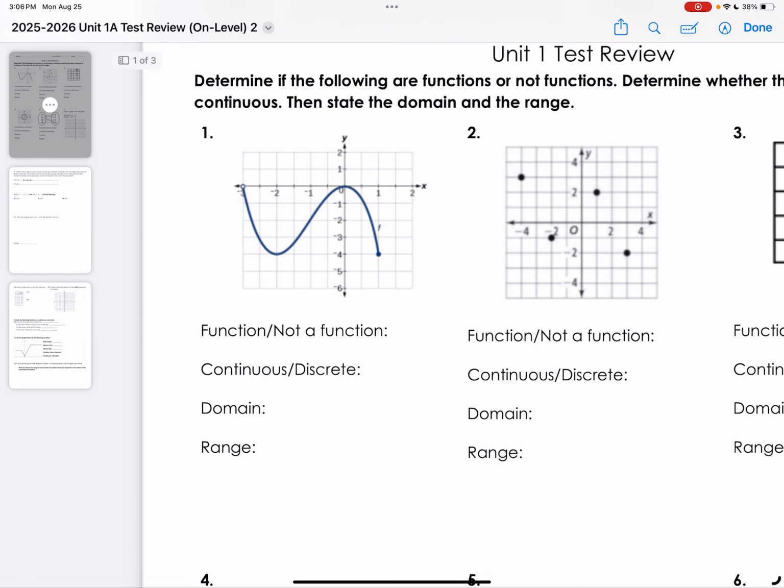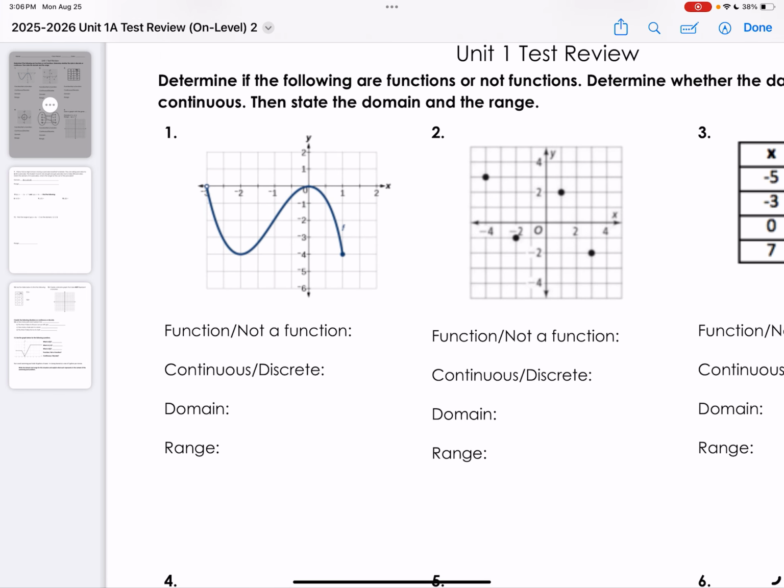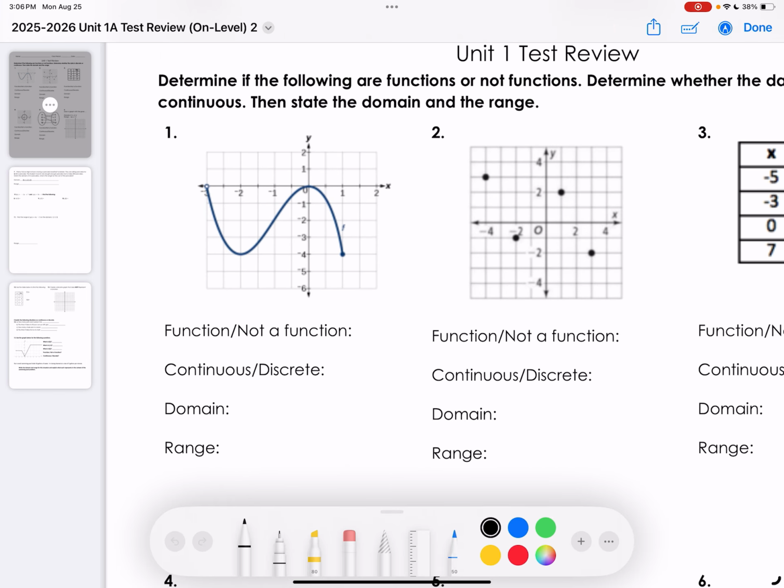Okay, so question 1 should look a lot like what we covered during class. So we can already see that the lowest x value is somewhere around -3, and the highest x value is somewhere around +1. We can see the lowest y value is somewhere around -4, and the highest y value is somewhere around 0.